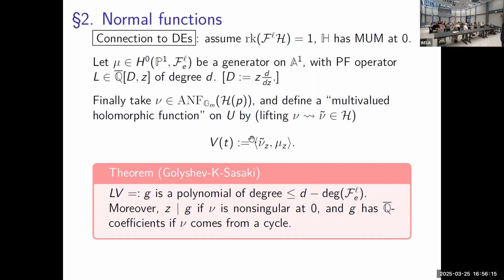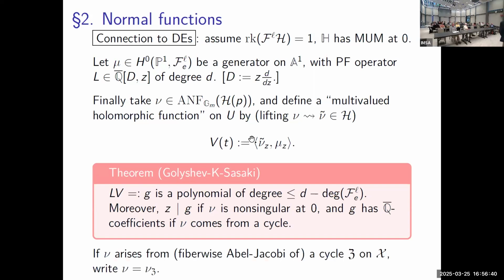And so this is very good for practical use. If you want to compute the inhomogeneous equation of the normal function, you only have to compute the first few terms of, say, the power series expansion of V to get what this G is. Moreover, Z divides G if U is not singular at the origin, and G has coefficients in Q bar if U comes from a cycle.